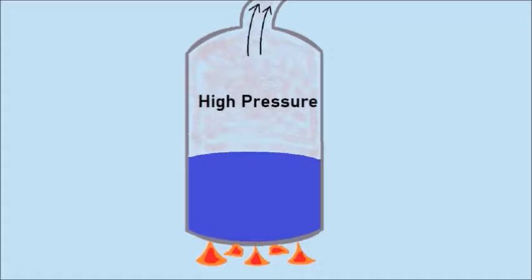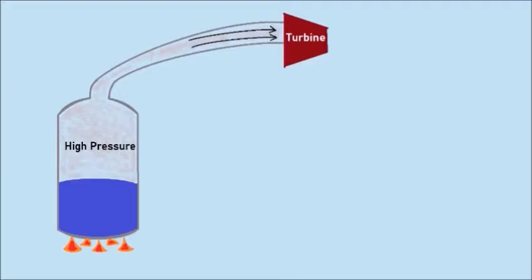But we use the pressure from the steam to create electricity. If we attach a pipe to allow the steam to escape, it will begin to escape at great speed. This fast-moving steam can be used to generate electricity if we attach a turbine. The fast-moving steam hits the blades of the turbine, causing them to turn.